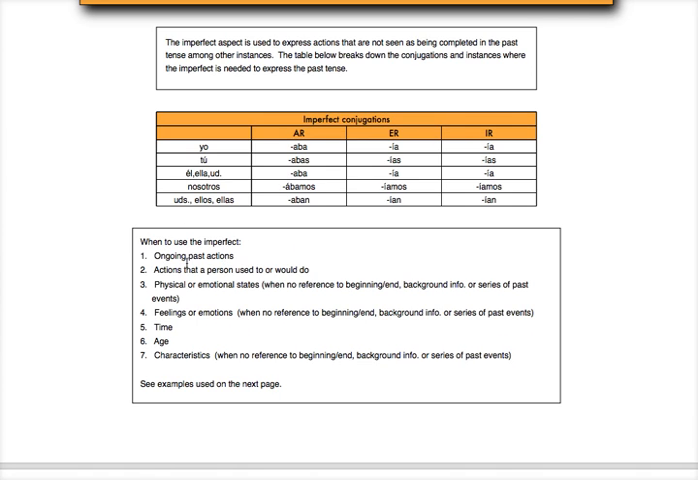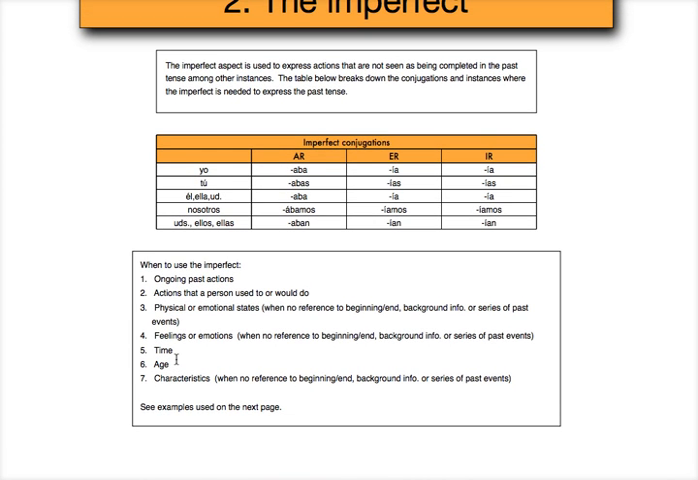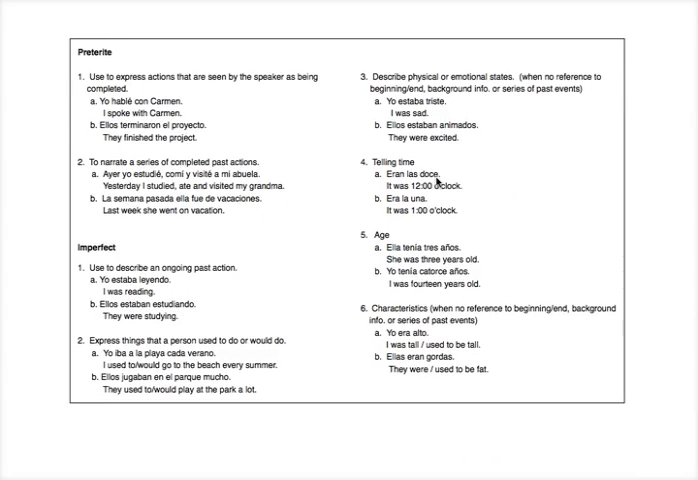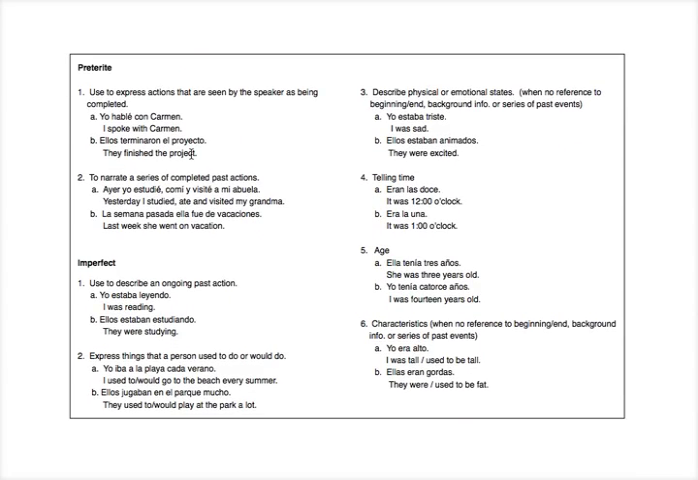So ongoing past actions, used to or would do something, emotional states, feelings or emotions, time, age, characteristics, etc. So review those. You might go back to your notes or look up examples online or YouTube. We've got our imperfect conjugations, our abas and ias. Okay, so know those. And then we have a table here that gives examples breaking down different uses of the preterite and imperfect.